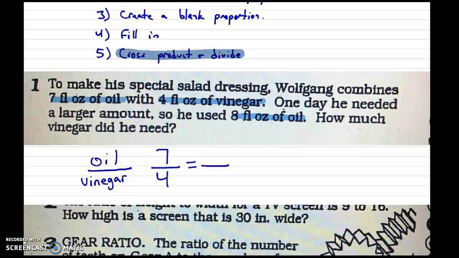If we continue to read, one day he needed a larger amount, so he used 8 ounces of oil. Well, because we have this thing right there, we know that oil goes on the top. And so what goes on the bottom? We don't have anything on the bottom. So guess what we have to find? We've got to find that x. This is where cross product and divide comes in, right? So what do you see that we can multiply?